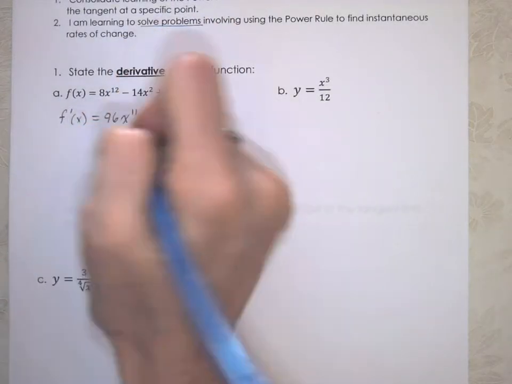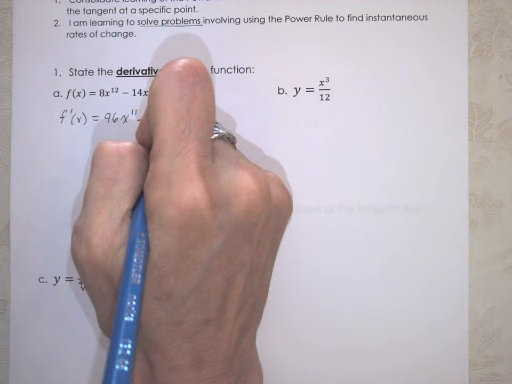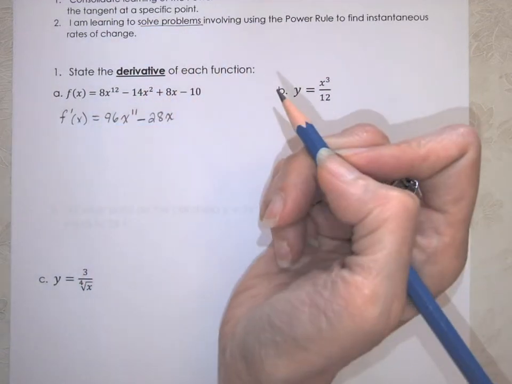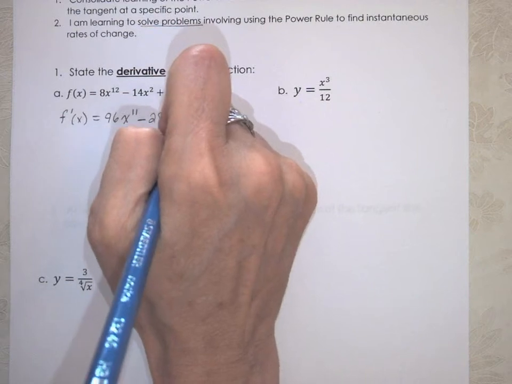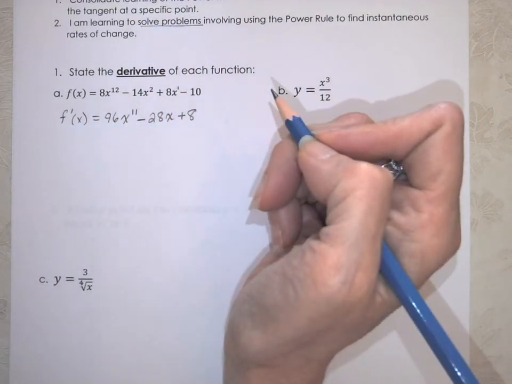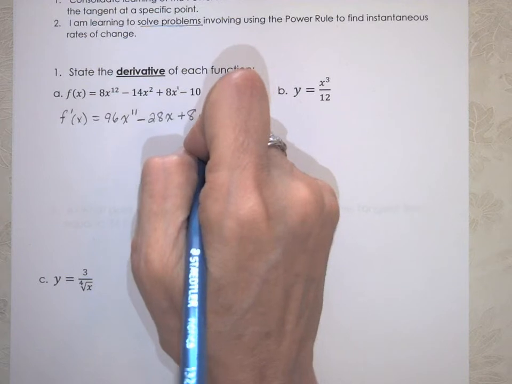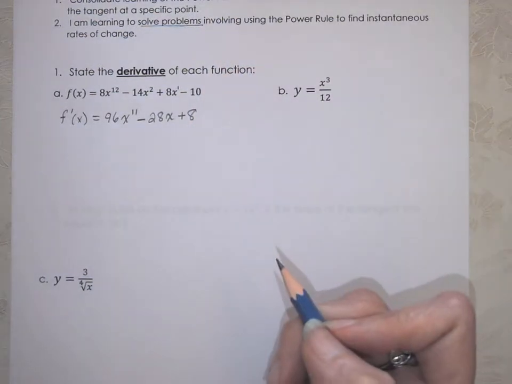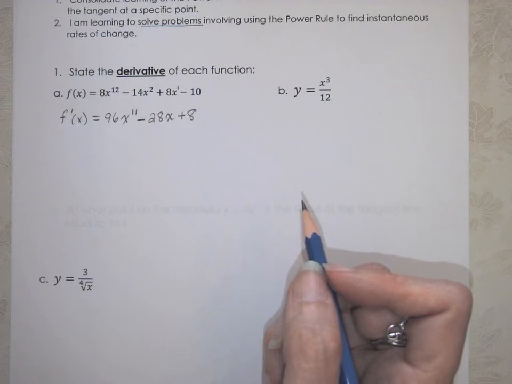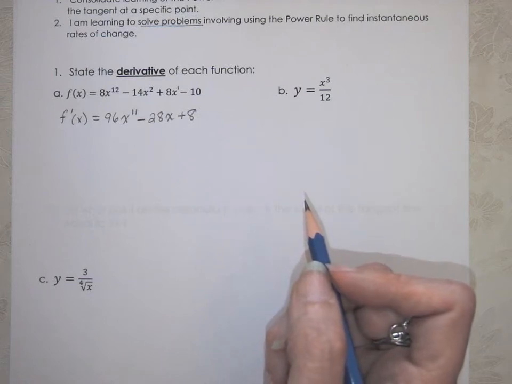And then minus 2 times 14 is 28, x to the 2 minus 1, which is to the power of 1, plus 1 times 8 is 8, x to the 0, and then minus 0, which we don't need to show. So there's our derivative, f prime of x equals 96x to the 11th minus 28x plus 8.